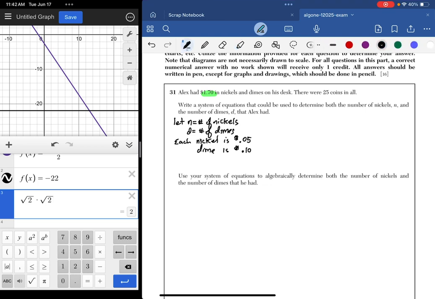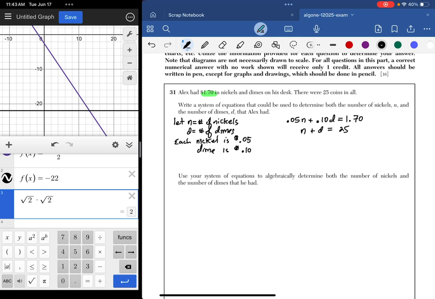If I take the value of each nickel, multiply it by the number of nickels, add to it the value of each dime, multiply it by the number of dimes, that should get me to $1.70. Then there are 25 coins in all. Those coins are nickels and dimes. So if I take the number of nickels and add to it the number of dimes, I should get 25. So N plus D is equal to 25.